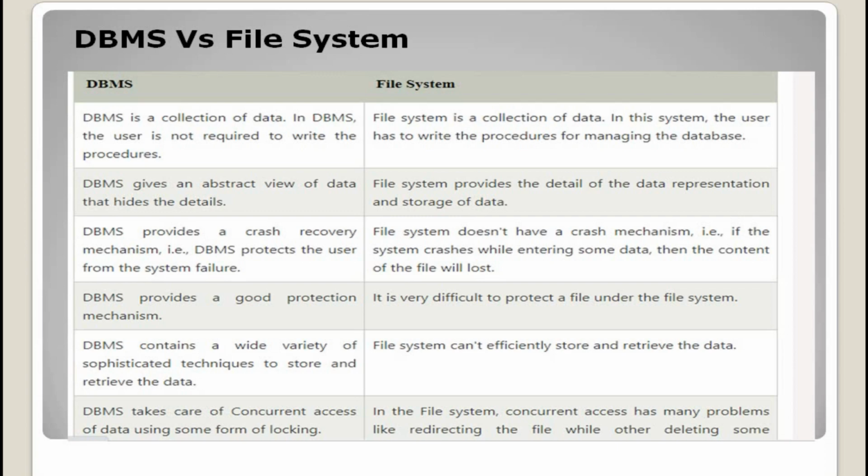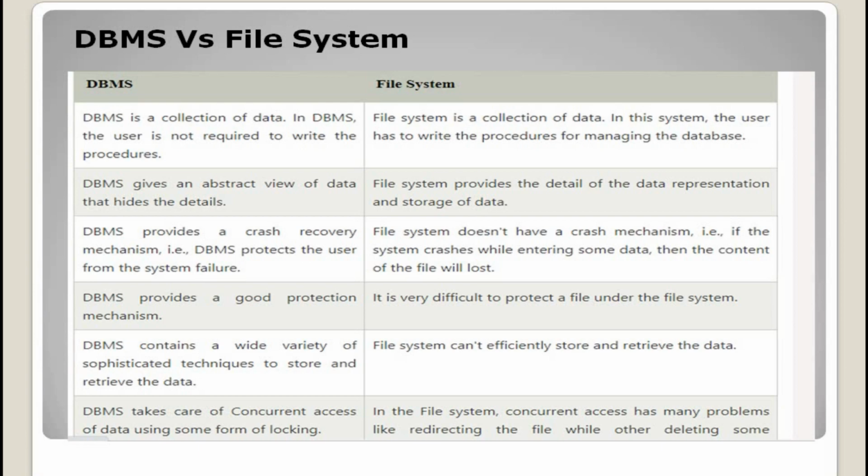The third point says that database management system provides a crash recovery mechanism, that is DBMS protects the user from the system failure. But the file system does not have a crash recovery mechanism. We can recover our data in the database management system, but in the file system, once the file is deleted, it is deleted. We cannot recover it back.